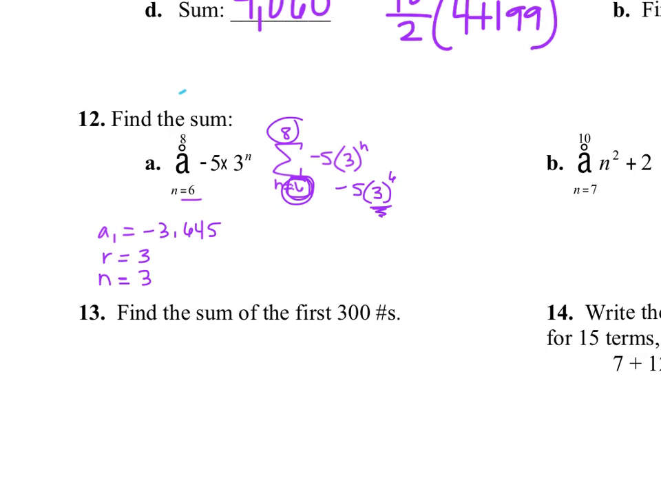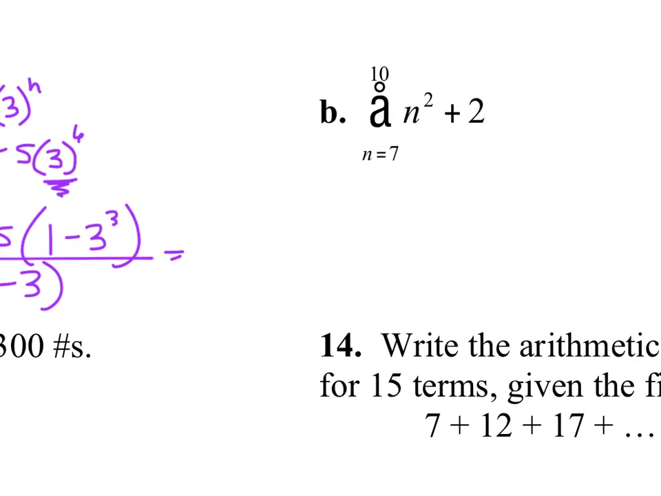Okay, so if this is my setup, I'm going to plug it into that formula. A sub 1 times 1 minus the rate to the n power over 1 minus the rate. And make sure you keep all those parentheses exactly how you see it. And when you do that, you get a sum of negative 47,385.